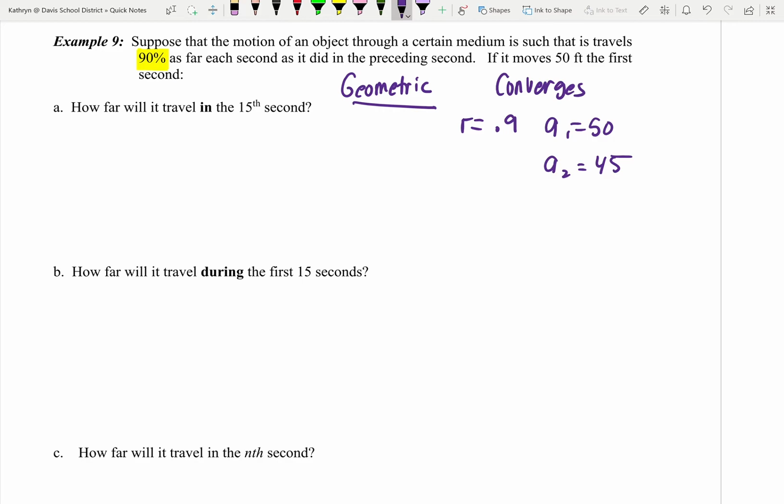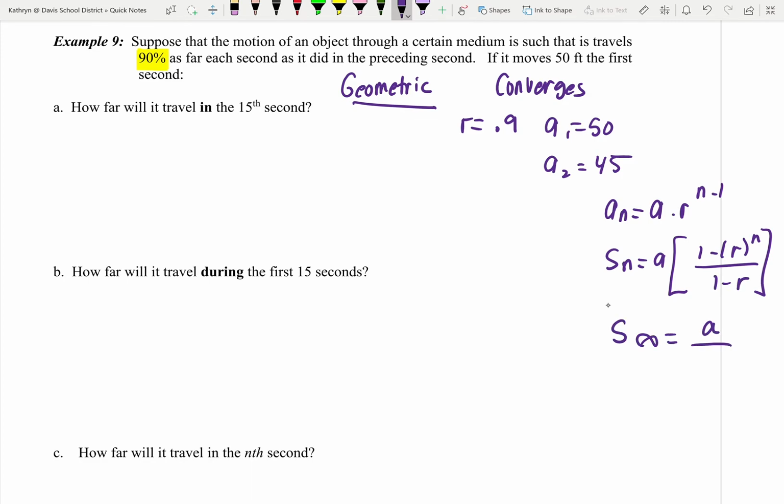So let's write down all of our formulas. Let's come off to the side and go a sub n equals a times r to the n minus 1. S sub n is equal to a times 1 minus r to the n over 1 minus r. And then the sum of an infinite series is a over 1 minus r. Let's label these 1, 2, and 3. The first thing we have to do on each problem is figure out which formula to use.